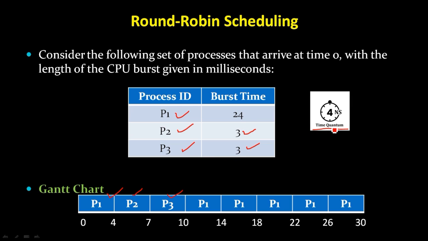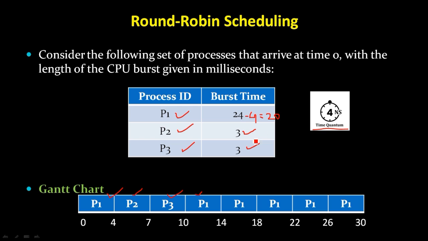So both P2 and P3 are terminated, or we can say normally terminated. After that, the next time quantum is allocated to P1, because in the first time quantum P1 completed 4 nanoseconds of its burst time. So 24 minus 4 is equal to 20. So 20 nanoseconds is the remaining time of the P1 process.